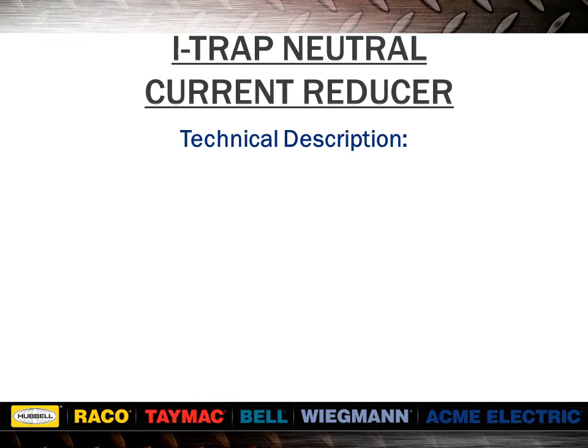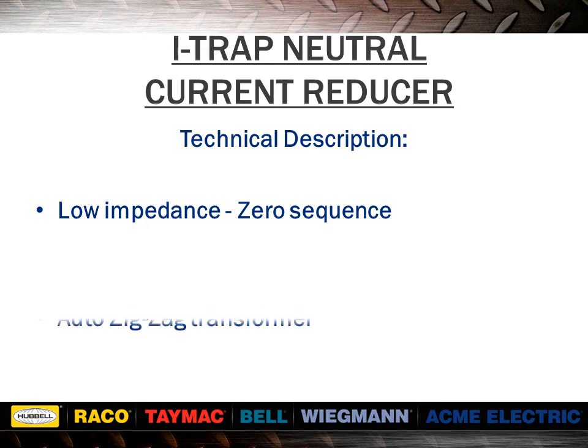Next, we'll discuss an I-trap neutral current reducer. The technical description of an I-trap neutral current reducer is that it is low impedance, zero sequence, and is an auto zigzag transformer.